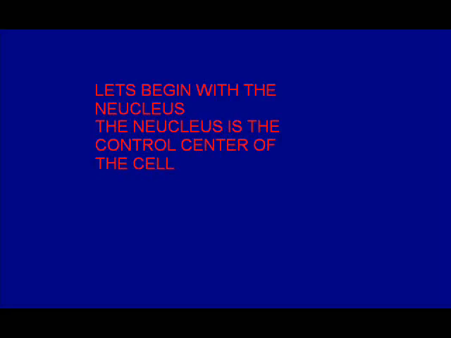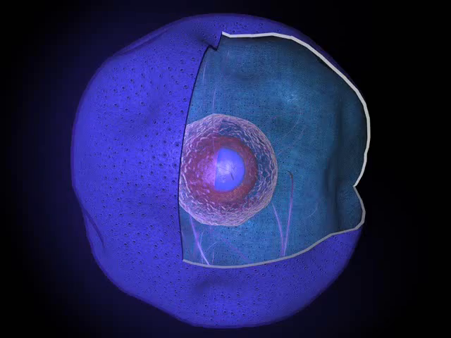Alright, let's begin with the nucleus. The nucleus is like the control center for the cell. It contains the DNA as well. It also controls what is done in the cell and where everything goes. Crikey, that's an amazing picture of a nucleus.